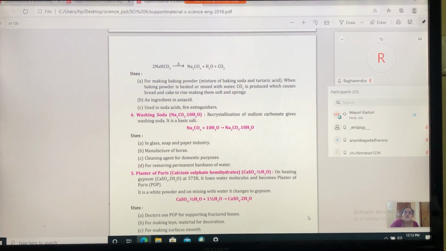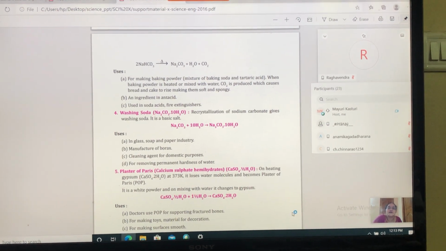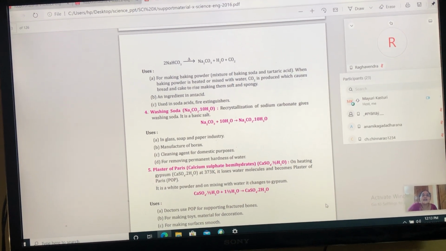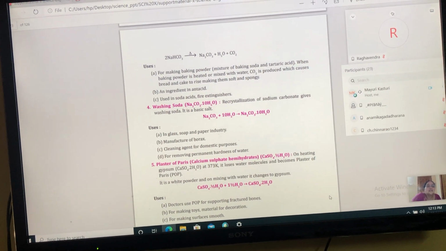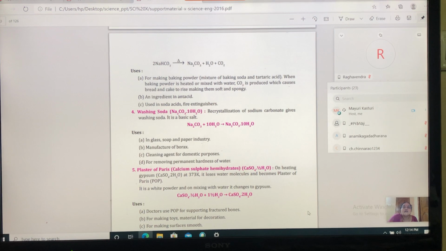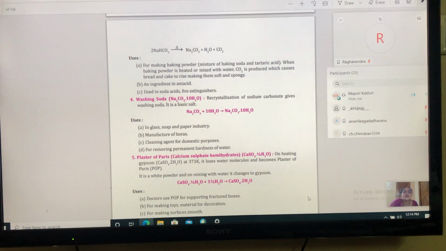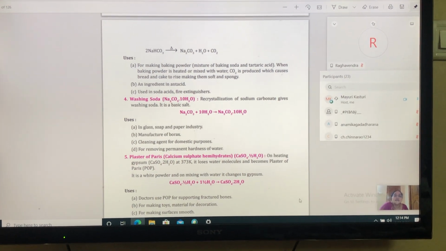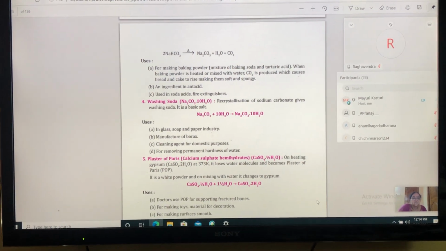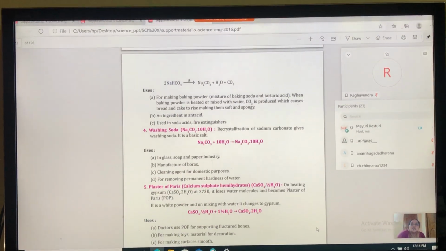When baking powder is heated or mixed with water, carbon dioxide is produced, which causes bread and cake to rise, making them soft and spongy. So when you heat baking powder or mix it with water, which gas is released? Carbon dioxide. This carbon dioxide causes bread and cake to rise, making them very soft and spongy. So that is the first use.